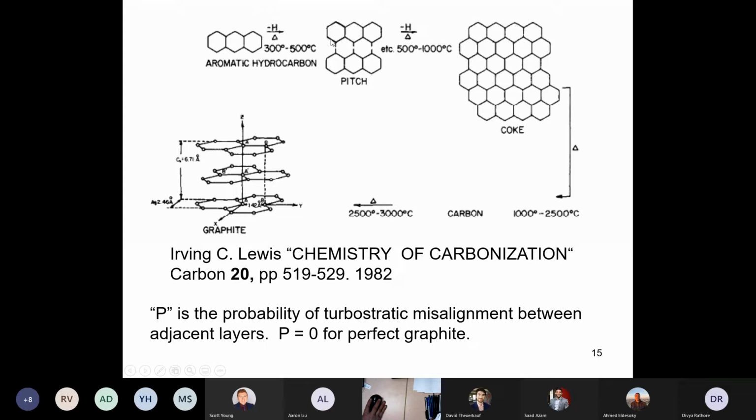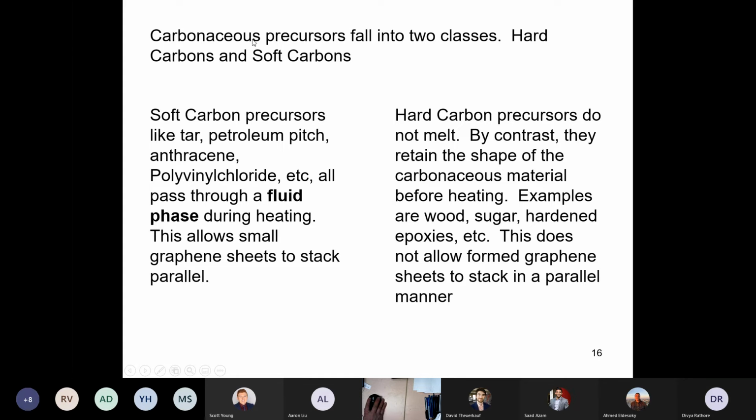Okay. And if you don't go through a fluid phase, then however the carbons are bonded remains the way they're bonded, if you like, and you don't get easily forming flat sheets of graphene like this. So the point is that carbonaceous precursors fall into two classes, hard carbons and soft carbons. Okay, so like I said, soft carbon precursors like tar, petroleum pitch, anthracene, polyvinyl chloride, all pass through a fluid phase during heating. This allows small graphene sheets to stack parallel.